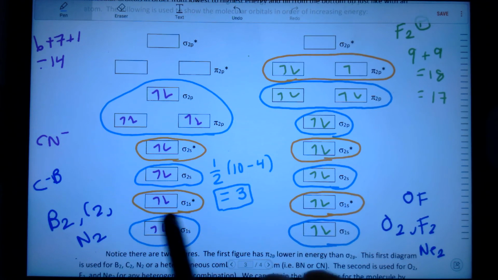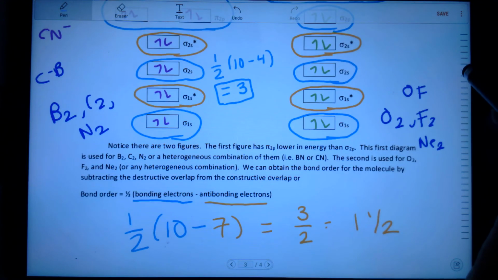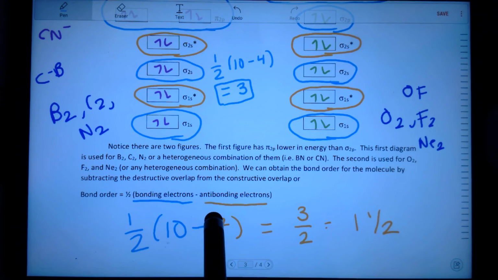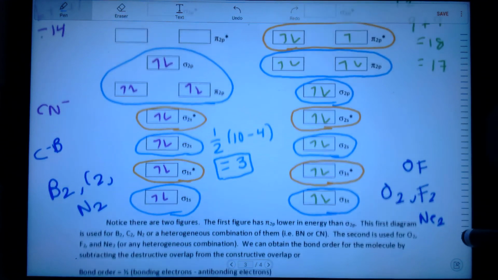Well, if they're equal, we take a look at our formula here. If these two terms are the same, we end up with 0. So essentially all your electrons in your bonding orbitals would cancel all of those in your antibonding orbitals, and your overall result would be that you have no bonding. Okay, so that's how this works.